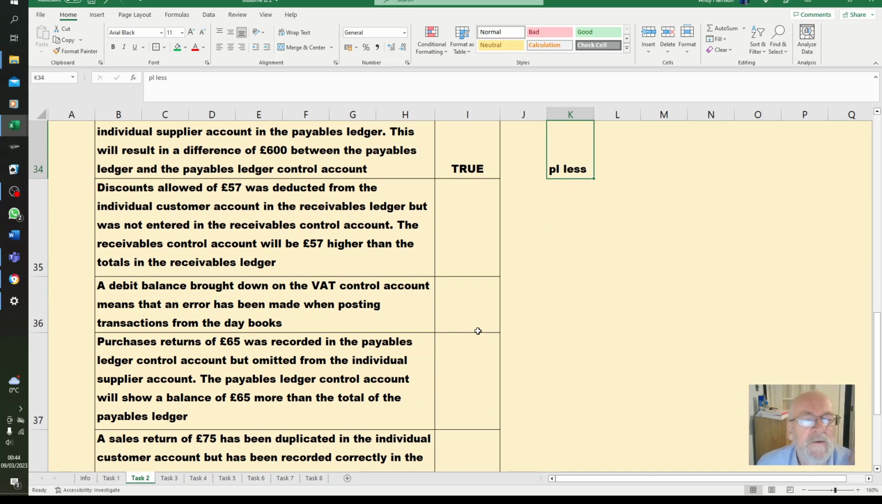These questions are awfully wordy. Read through a bit of paper, write down some notes. Discounts allowed 57. Deducted from an individual customer account, that's fine, that's what you're meant to be doing, but not entered into the receivables account. So the receivables control account will be higher, that's true, because it hasn't had the £57 deducted from it.